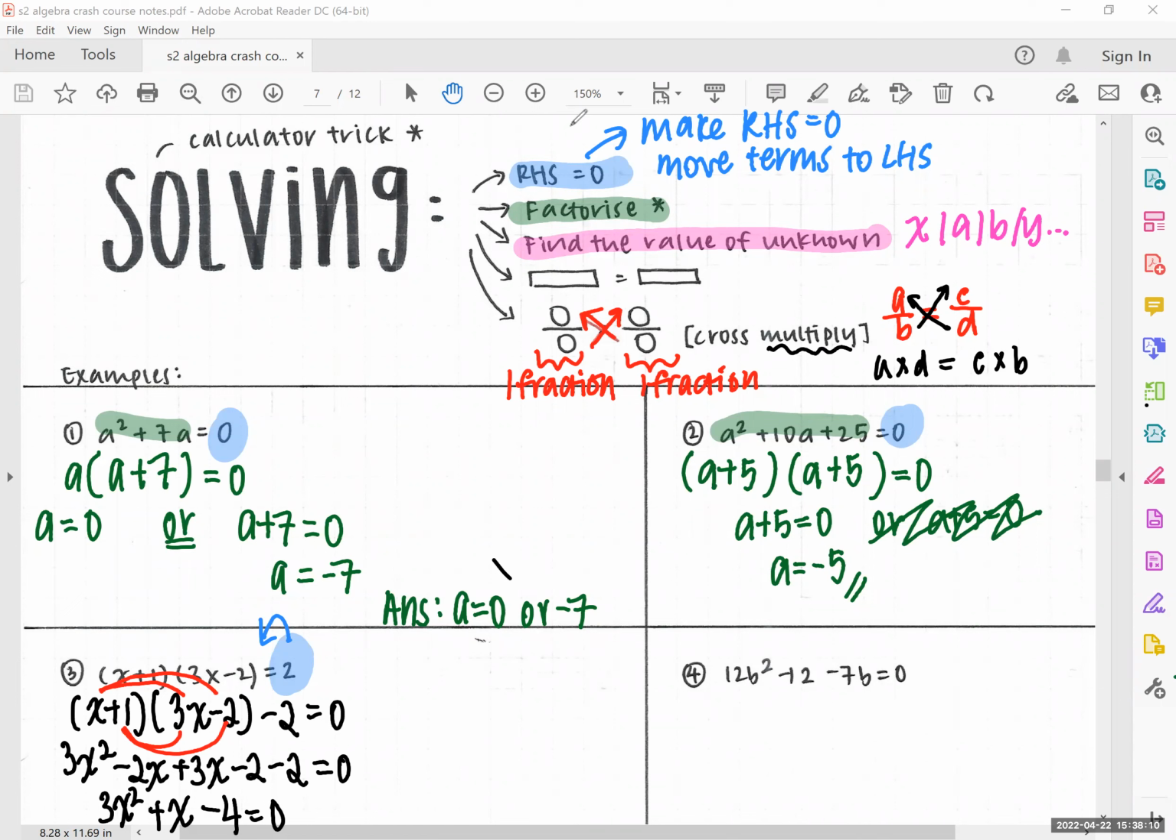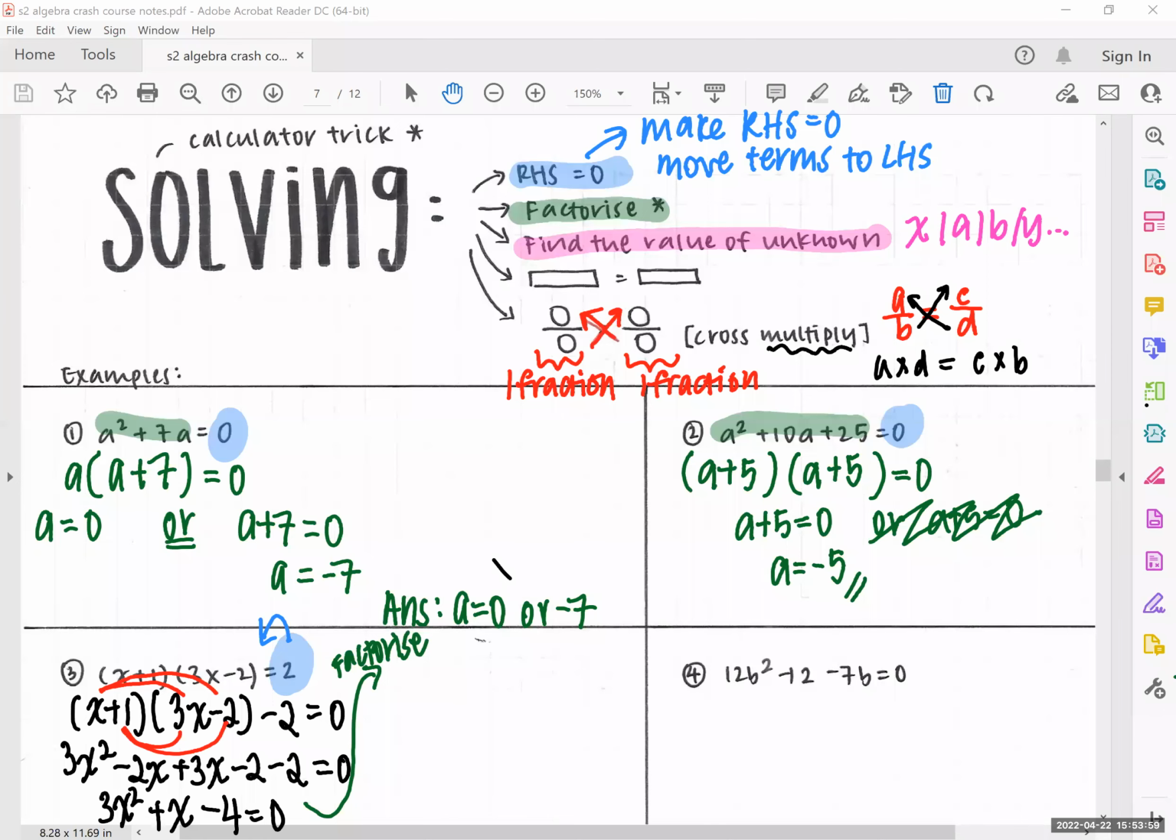What do we do from here? We have to find the value of the unknown. No, we cannot find the value of x yet. No, look at the golden rule. You must apply the golden rules. What do we do from here? How do you factorize? How do you factorize? Okay, so after you factorize, what do you get again?